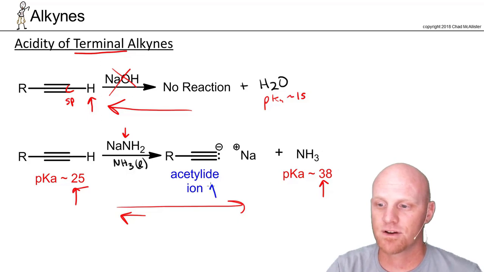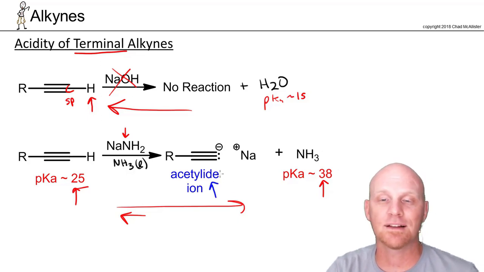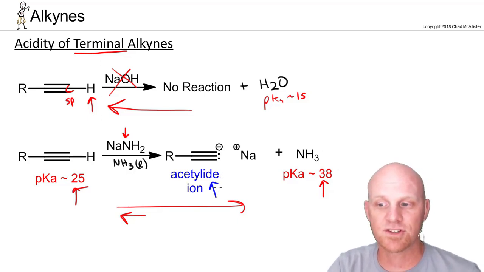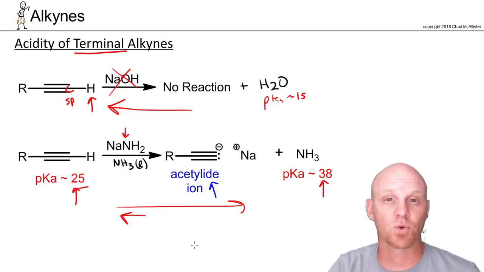The conjugate base of our alkyne here, we call an acetylide ion. And we'll find out towards the end of this chapter that this is a very significant reaction when it comes to synthesis, because this acetylide is a great carbon nucleophile. We have a chance of making new carbon-carbon bonds, which is pretty significant. But again, we'll visit that at the end of this chapter.